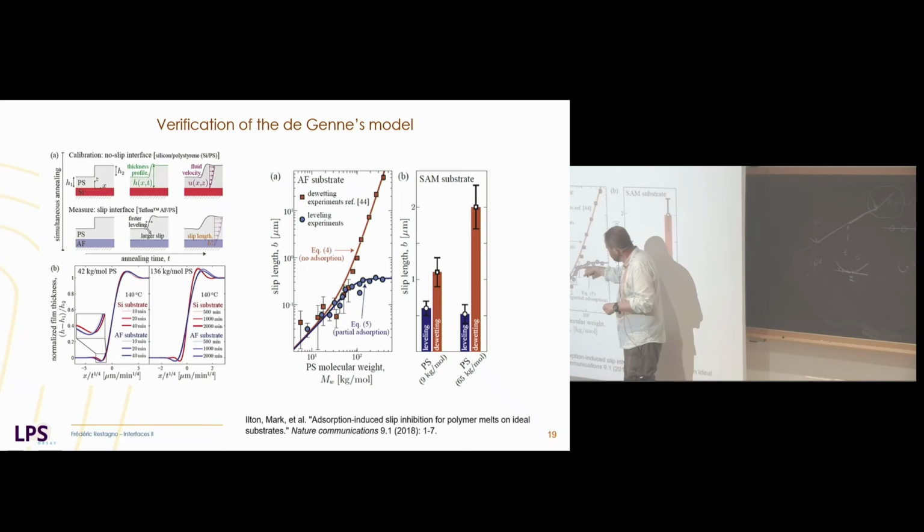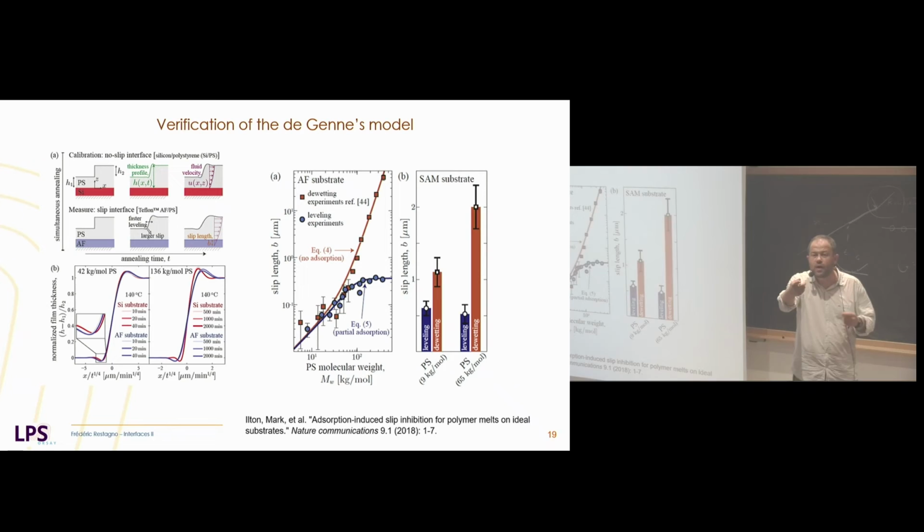With the dewetting experiment, I'm not sure that I will be able to discuss that later. The reason why they were not able to have sufficiently high slip lengths was the fact that they had some adsorbed chains, and due to the adsorbed chains, roughness kills the slip. Okay, so that's a way of measuring the slip lengths.